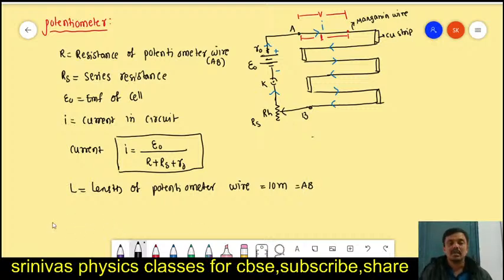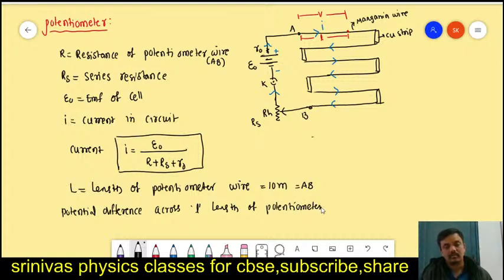I want the potential difference across a smaller length of the potentiometer. That smaller length resistance we consider as R dash. Then V is equal to I R dash according to Ohm's law. R dash, the resistance of this portion, we write as rho L by A.